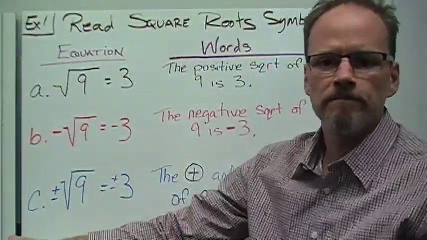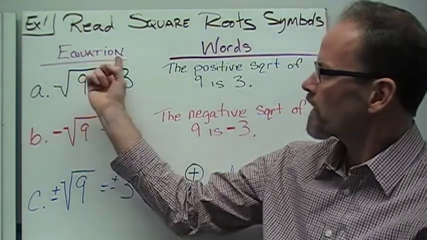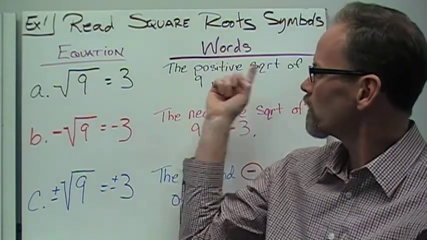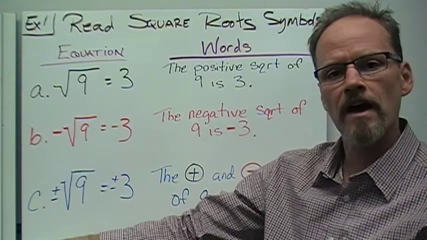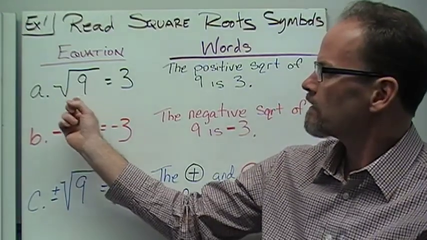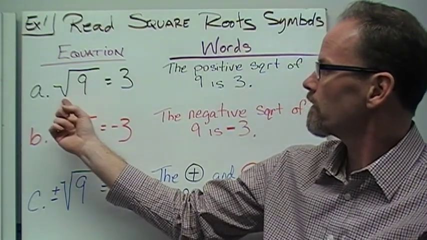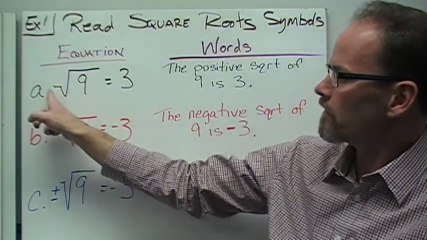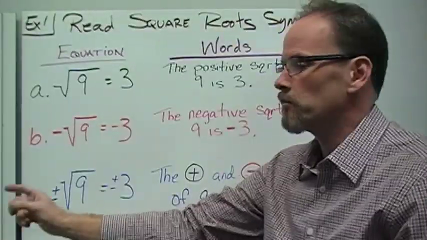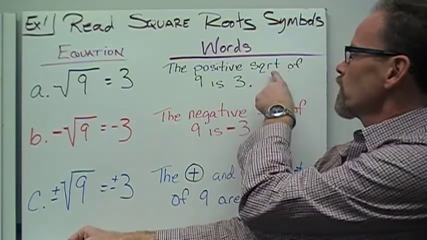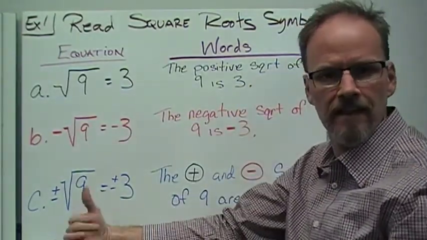Let's do an example. How do we read square roots? We're going to have an equation, and we'll have the words. So in A, I see a radical symbol there, and I see a radicand, and it equals 3. Notice out here there's no negative sign, so this is a positive. The positive square root of 9 is 3. That's how I would say that.